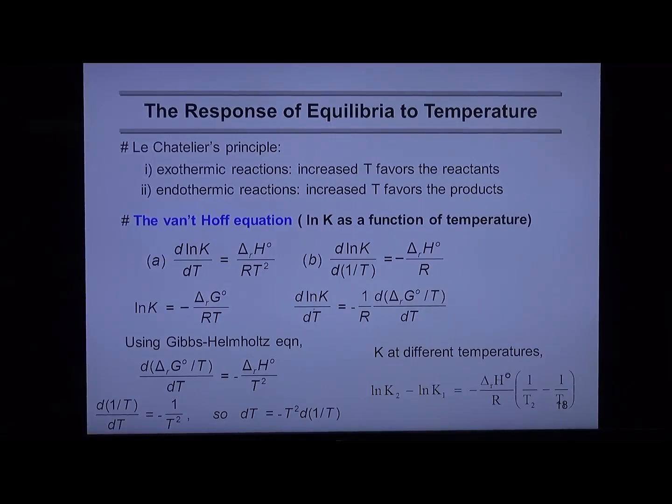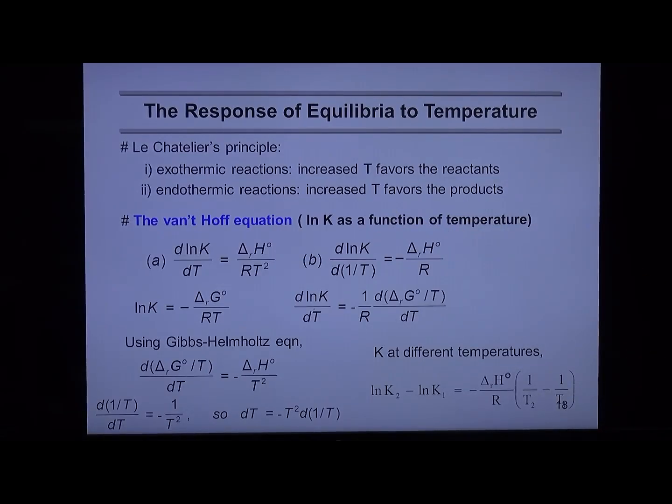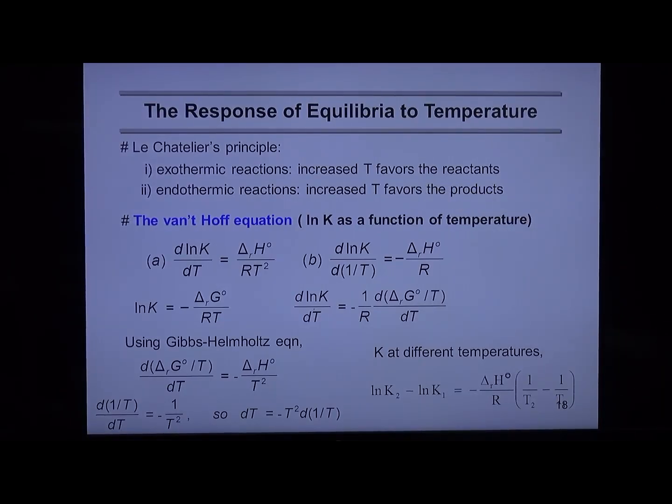On the other hand, if the reaction is endothermic, the chemical reaction absorbs heat from the surroundings. Then if you increase the temperature, the system should try to minimize the effect of this increased temperature. That favors the forward reaction. So it should favor the products.